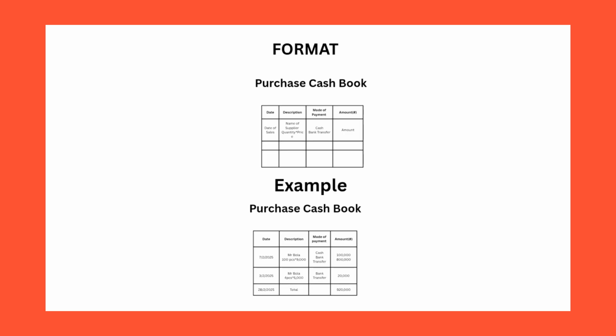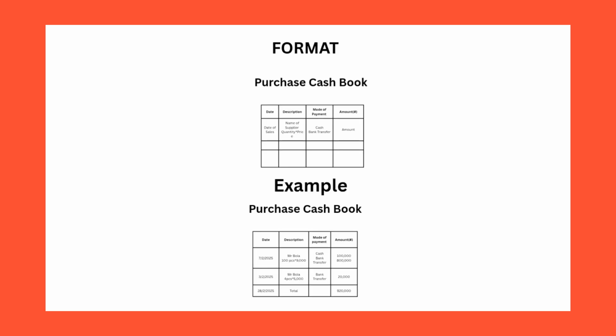So now, how do you record purchases? When you make payment to your supplier and you paid via cash, just like the format we had in our sales cash, the same format. But in this case, under description, instead of having name of customer, you'll be having name of what? Supplier. Are we together? So the format is still the same thing, a 4-column format: the date of the transaction, that's the date of the purchase, the description, the mode of payment, and the amount.